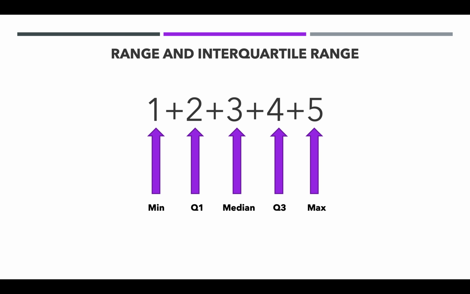All right, now we're going to talk about range and interquartile range. So the minimum number is obviously the minimum number. Then the next middle area between the median and the minimum is the Q1, which is the 25th percentile. Then you find the median, which is 3 here. Q3 is the 75th percentile, which is 4 in this instance. That's always between the median and the maximum. And then, of course, we have 5 as the maximum.